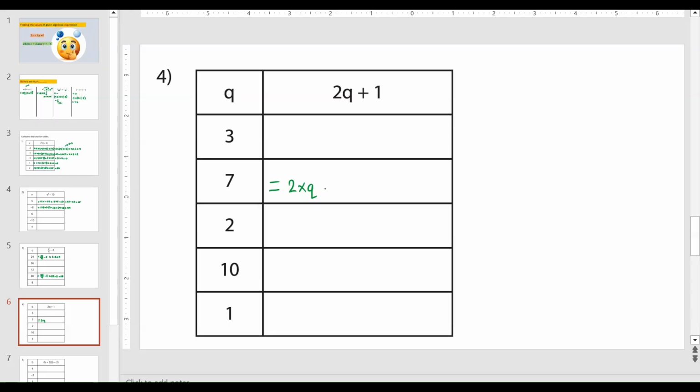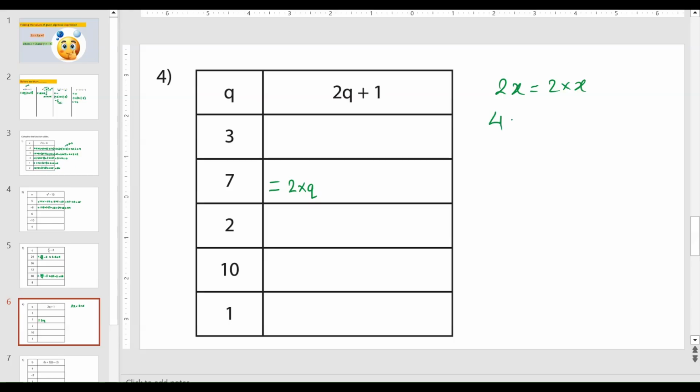2q is 2 times q. I forgot to tell you this one in the beginning. If there is 2x, that means 2 times x. No symbol between any variable and any constant and variable. There is always a multiply sign.